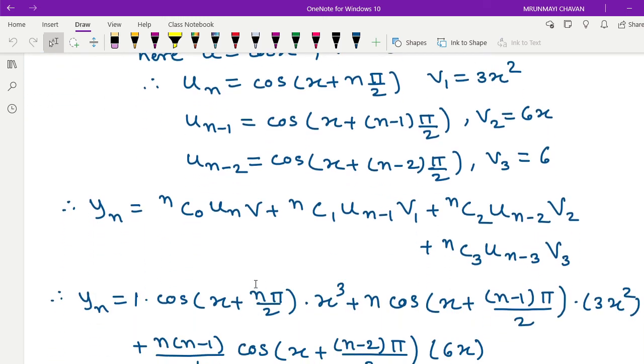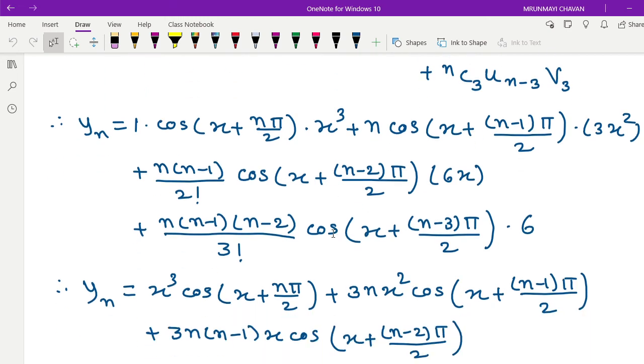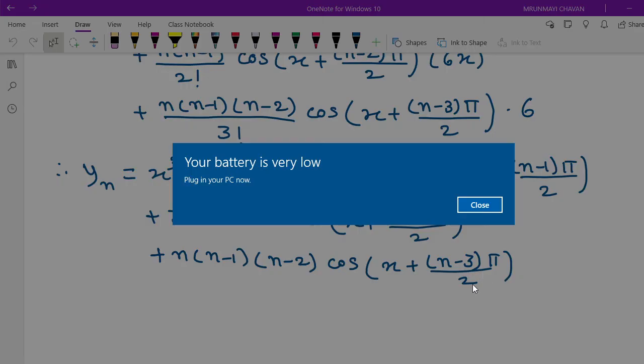So we write here formula for Leibniz theorem, and if we substitute all the values of nth derivative of cos x and all derivatives of x cube, then we get y_n is equal to x cube cos(x plus n pi by 2) plus 3n x square cos(x plus (n minus 1) pi by 2) plus 3n into (n minus 1) x into cos(x plus (n minus 2) pi by 2) plus n into (n minus 1) into (n minus 2) into cos(x plus (n minus 3) pi by 2).